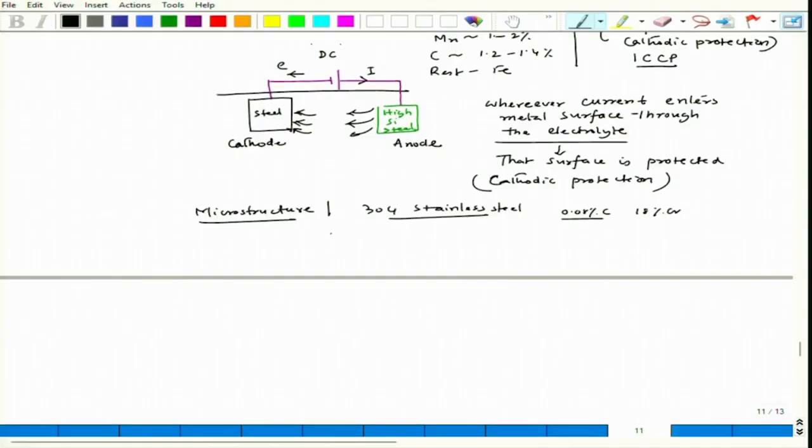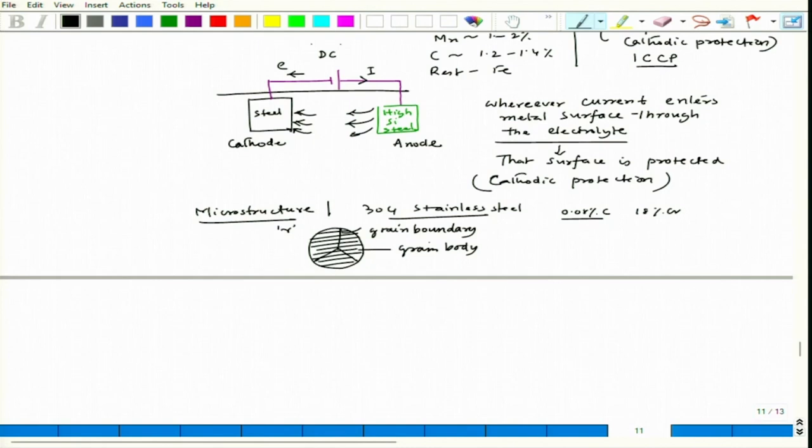So if we see a microstructure, this is, let's say, a microstructure, and of course this is a multigrain or polycrystalline structure, and everywhere it is austenite, and these are the grain boundaries. And this is the grain body. Now chromium should be present uniformly everywhere, on an average 18 weight percent. So whenever it is exposed to the corrosive, it will form a uniform chromium oxide layer. So it will be passivated uniformly over the grain boundary as well as the grain body.